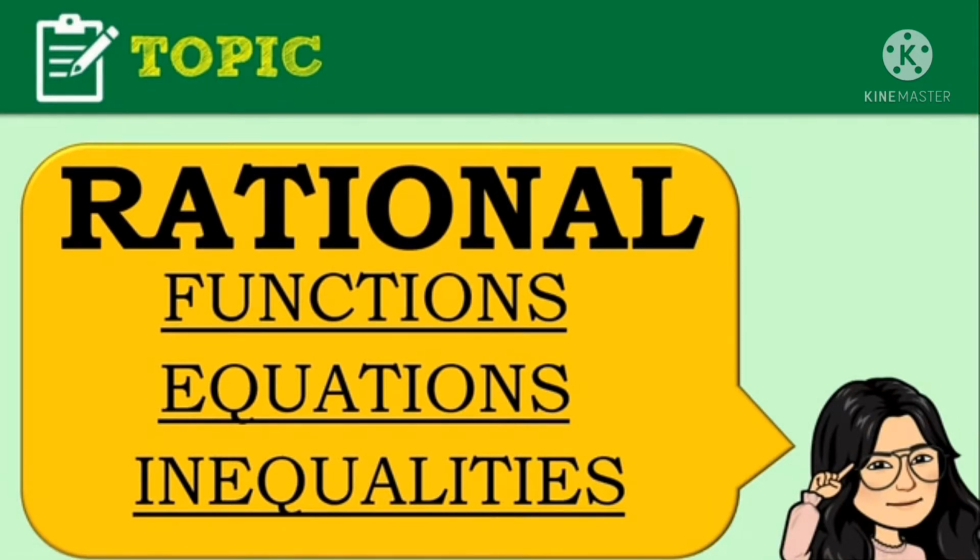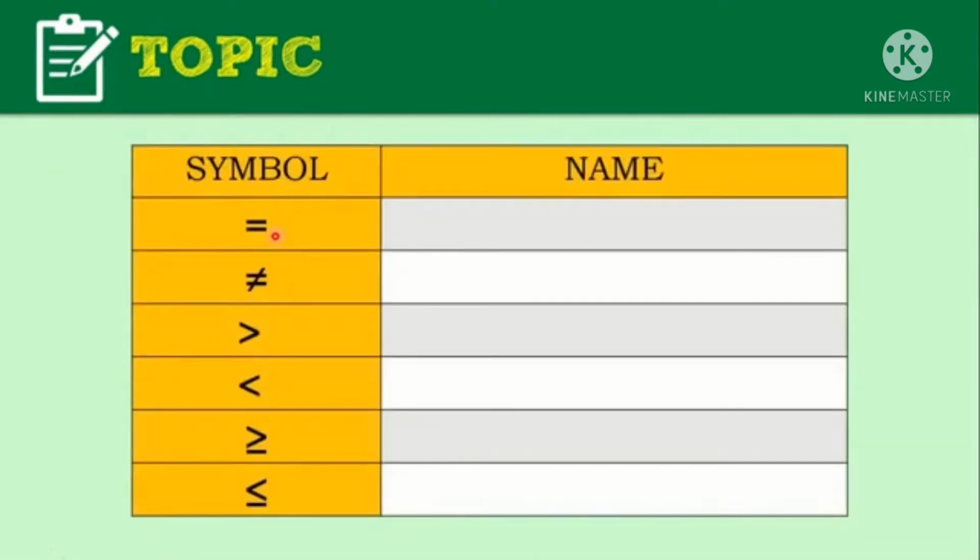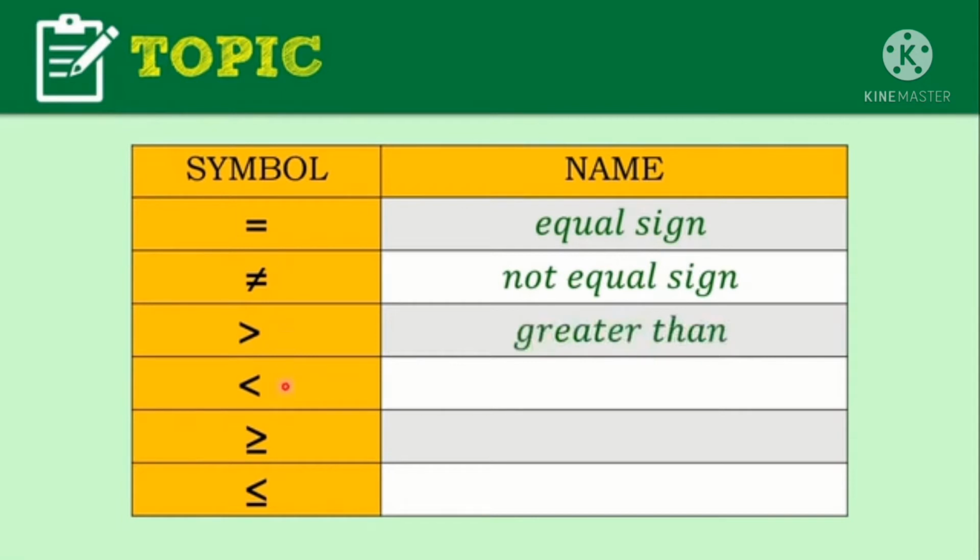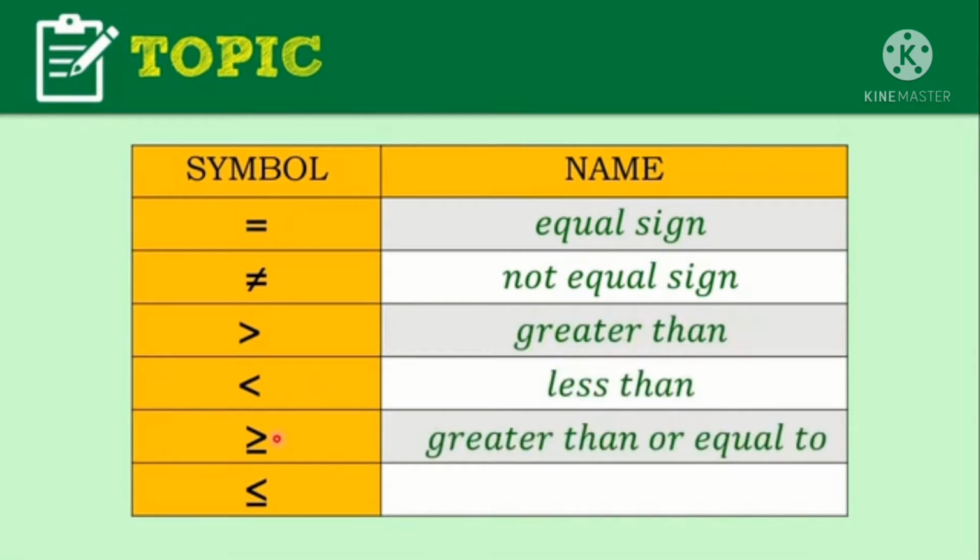Before defining each, let's recall the basic symbols of equalities and inequalities. Let's look at this table. What do you call the symbol? So that's the equal sign. Here, that's the not equal sign. We have here greater than. Then we have the next one, less than. We have also greater than or equal to. And the last one here is less than or equal to. That is just a review of the different symbols that we will encounter as we progress with our lesson.